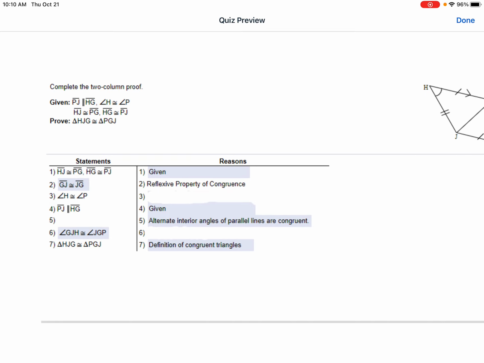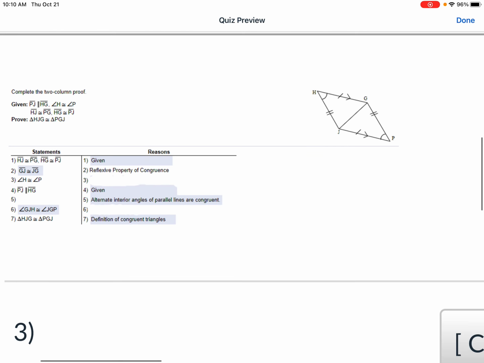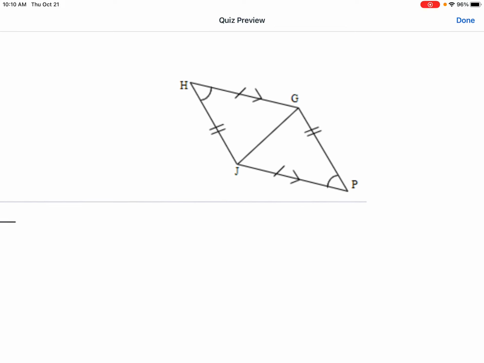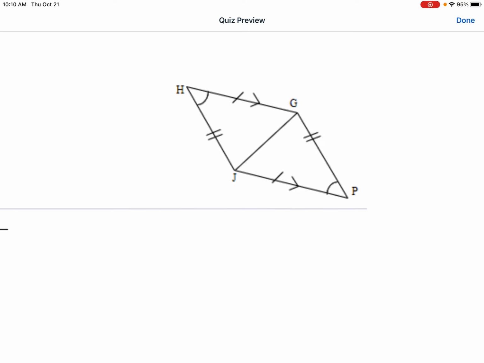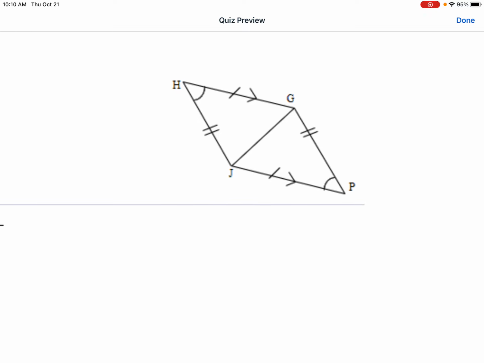Statement number 2 tells us that GJ and JG are congruent to each other. Well, we look at this picture, and this is something that I tried to emphasize in that last section of notes. Whenever you have a line that cuts through the middle of your shape, a line that just goes right through the middle of it, you have to recognize that that is one of your congruent sides, whether you're looking at this triangle on the left or on the right.